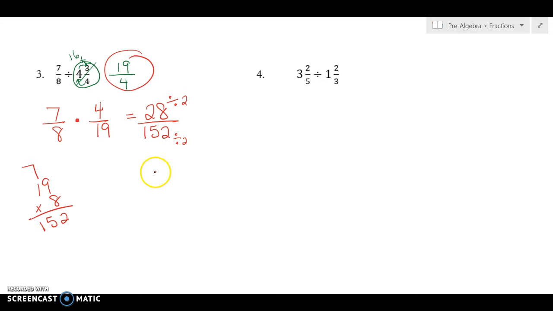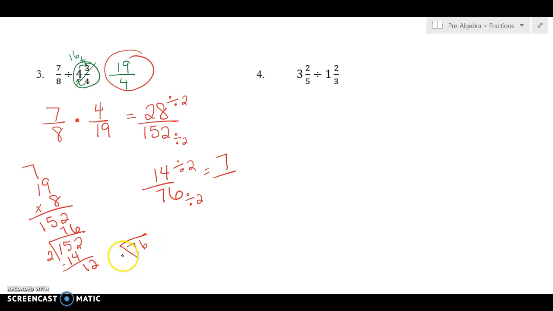So 28 divided by 2 is 14, and then 152 divided by 2, let's do that here. That's going to be 7 and a 6. Okay, well, we got another even number, so we need to divide by 2 again. And so I get 7 over, I need to do 76 divided by 2. Well, that's 3 and 8, so 38. So there's nothing that goes into 7 and 38, so we are good. And that's the answer.